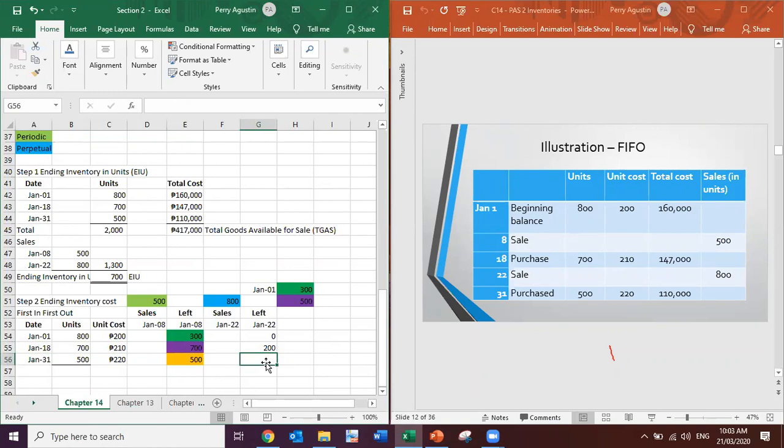Then, ilan na lang yung natira for the January 31? May nabenta ba tayo dito? We didn't sell anything yet, right? So ibig sabihin, 500 pa din siya. Then let's try to identify how much is the EIC.